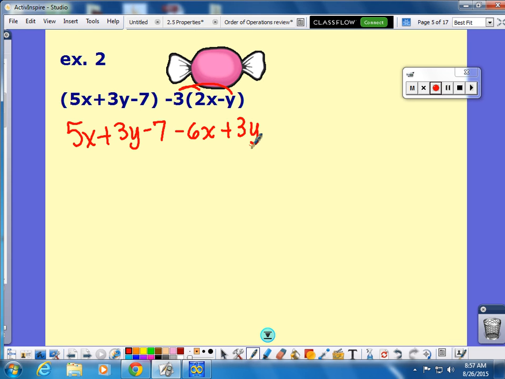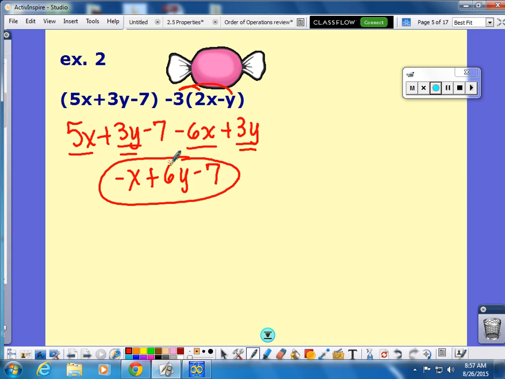What term do you think would come first if I were putting this in standard form? The x's, the y's, or the numbers? What do you think? What would you just be tempted to do? The x, y? Alphabetically. Alright, so 5x minus 6x is -1x. 3y and 3y is 6y, and then my constant is last.